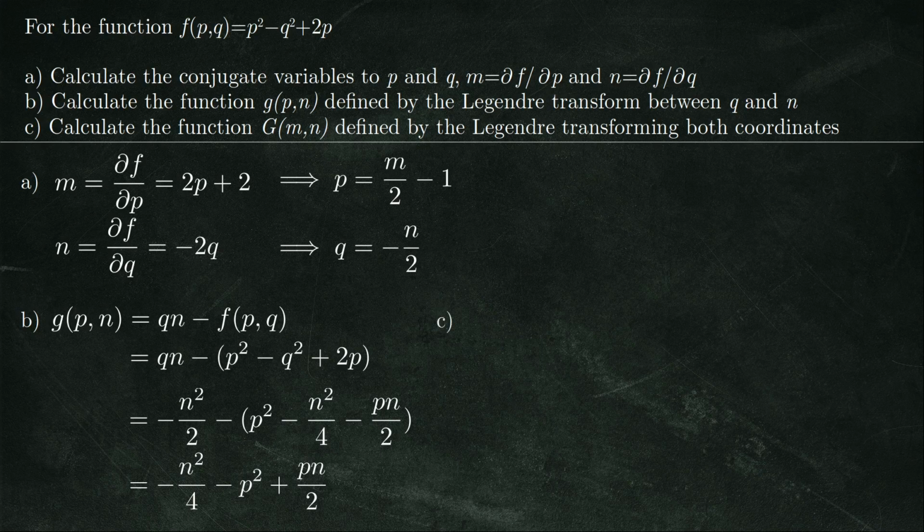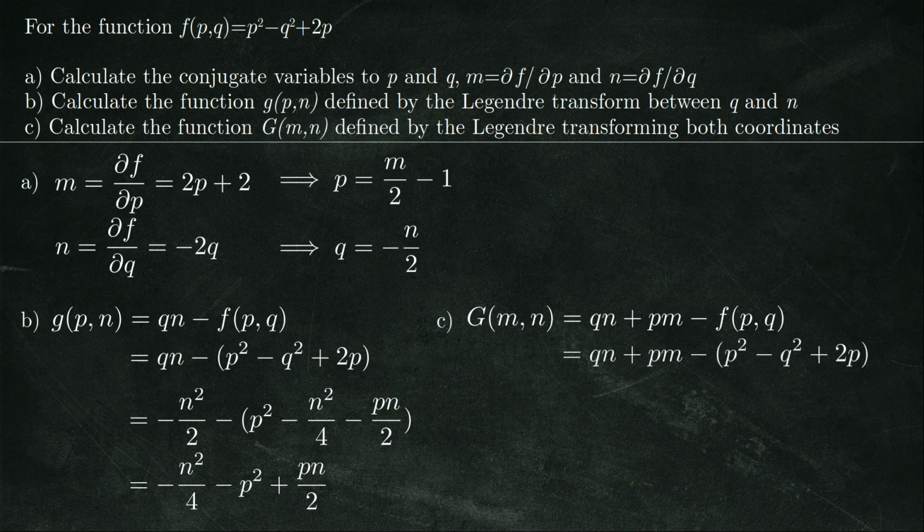Okay, to start with, we have the definition of a Legendre transform with two variables. So we have Qn plus Pm minus f of p and q. It's just like we did before, but with both pairs of conjugate variables. Then we substitute in for f. And then this is a function of m and n, not a function of p and q. And so we want to substitute in for q and p. And then we get our final result.